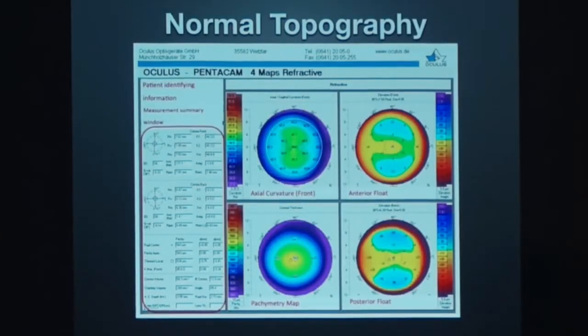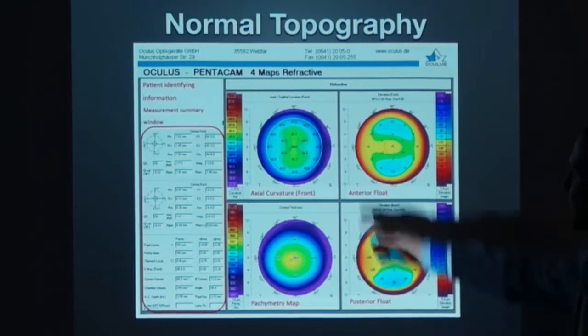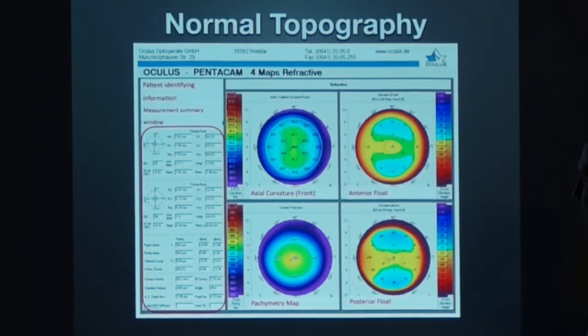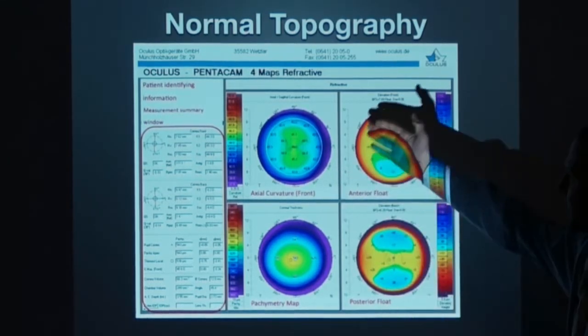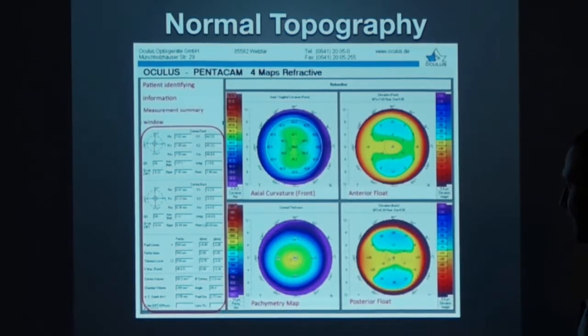All right, so this is just a picture of a normal topography from a Pentacam, and you can have some asymmetry between the top and the bottom and the numbers on the top and the bottom, but it's a pretty symmetrical pattern. The cornea thickness, in this case, is average. Average is 545. So this is a normal topography.